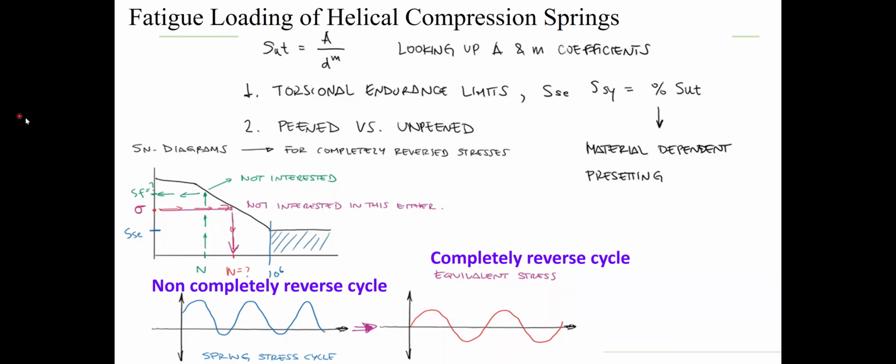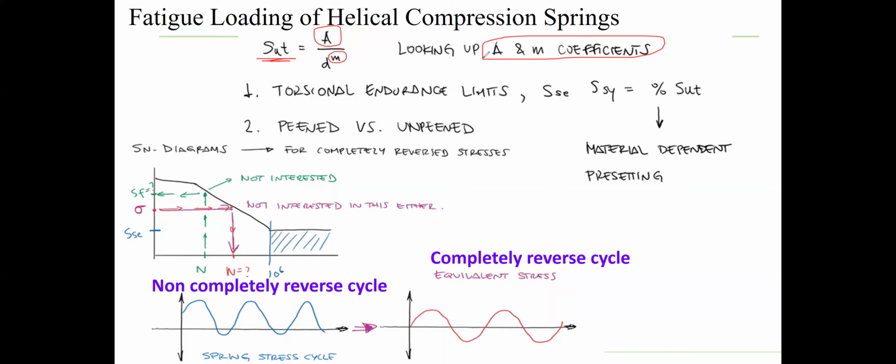We already know that the minimum tensile stress of the springs can be evaluated by two parameters. First is the A and the exponent M, and both of them are material dependent. So we can look up the A and M coefficients by checking any handbook.